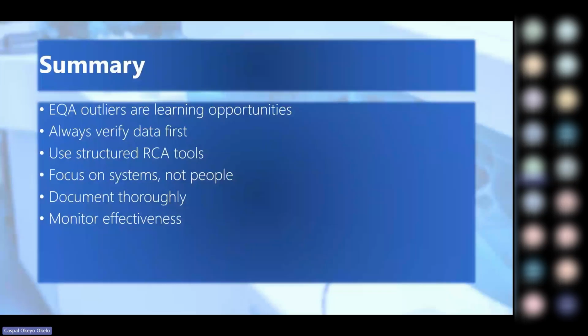Third, use structured tools for RCA investigation. Don't do informal guessing. Don't say, oh, maybe it was Caspal who did it, or Caspal is always incompetent, things like that. Fourth, you have to differentiate random errors from systemic weaknesses. A random error is a one-off. A systemic weakness shows an underlying issue that needs to be addressed.